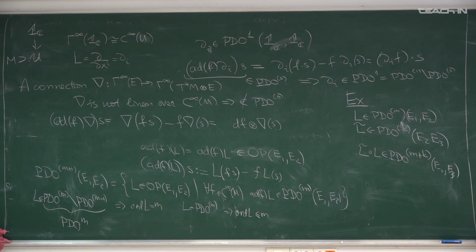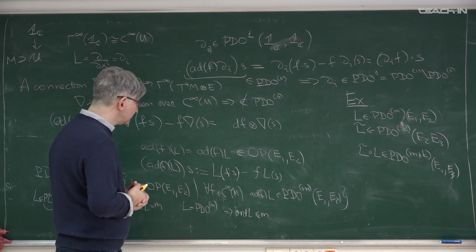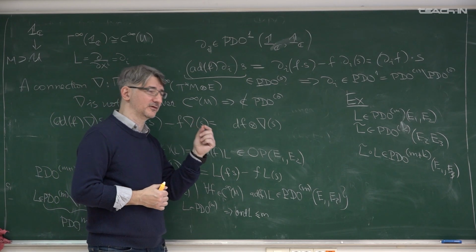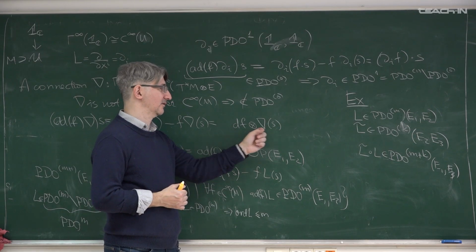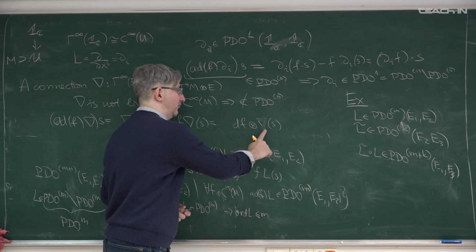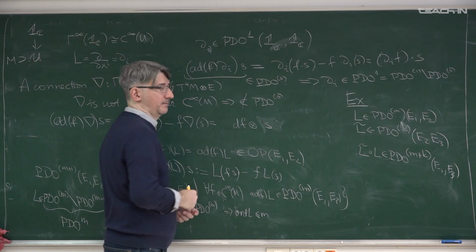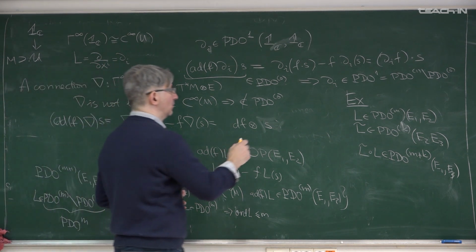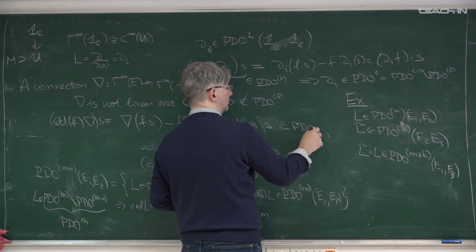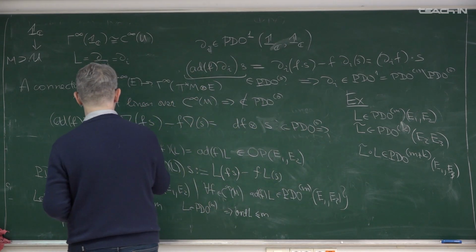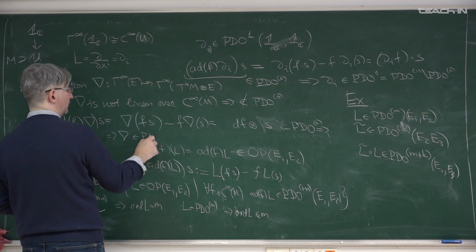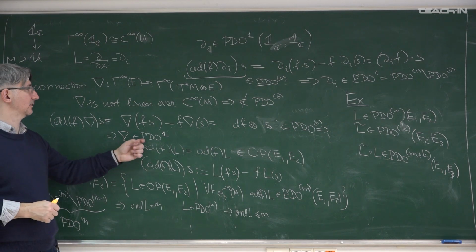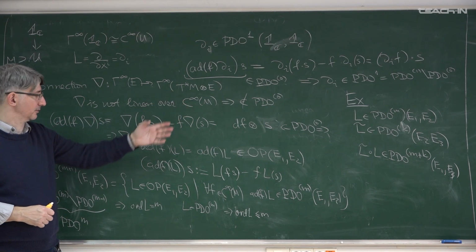Yes, sure, it's incorrect, because in each summand you have only one derivative, either the exterior derivative or nabla. So the correct formula is this one. This is a linear operator. This guy belongs to PDO 0, hence nabla. This guy is a PDO of order 1. Exactly order 1, because it's not of zero order, so it's PDO 1.